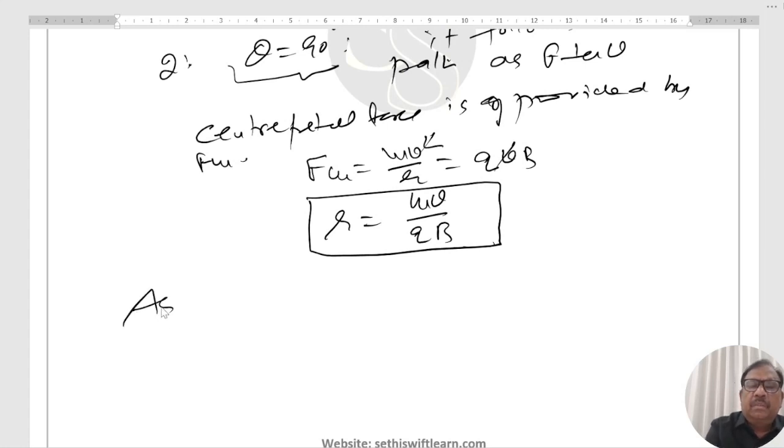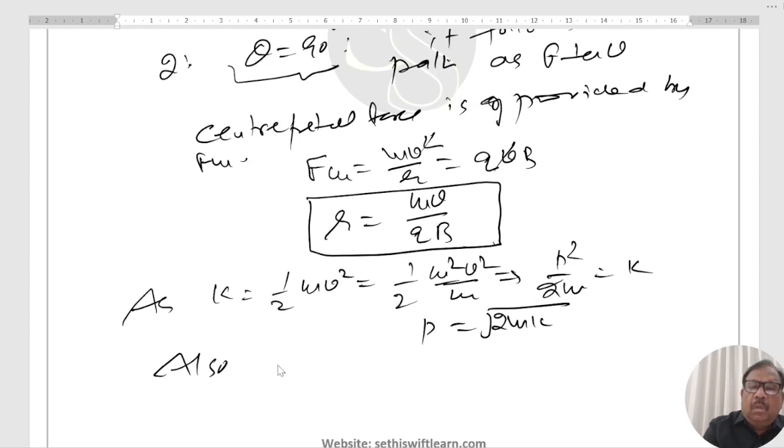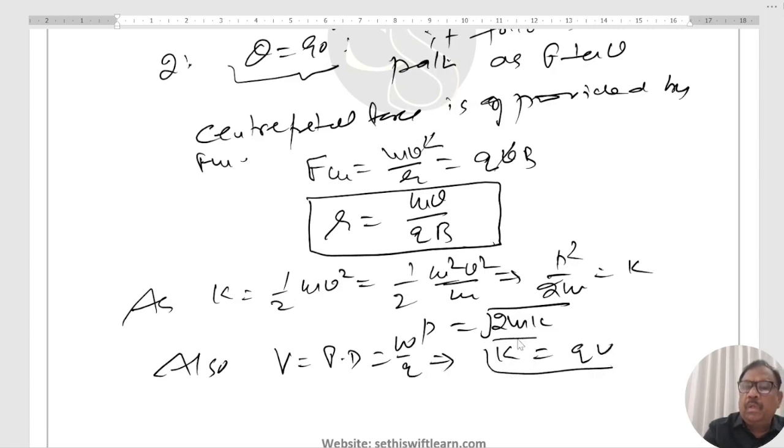Now, as kinetic energy is given by half m v square, multiplied with m over m, that is p square by 2m equal to K. Therefore, p equal to root of 2 m K. Also, potential difference: work done by the charge. Therefore, K is also given by q into V.